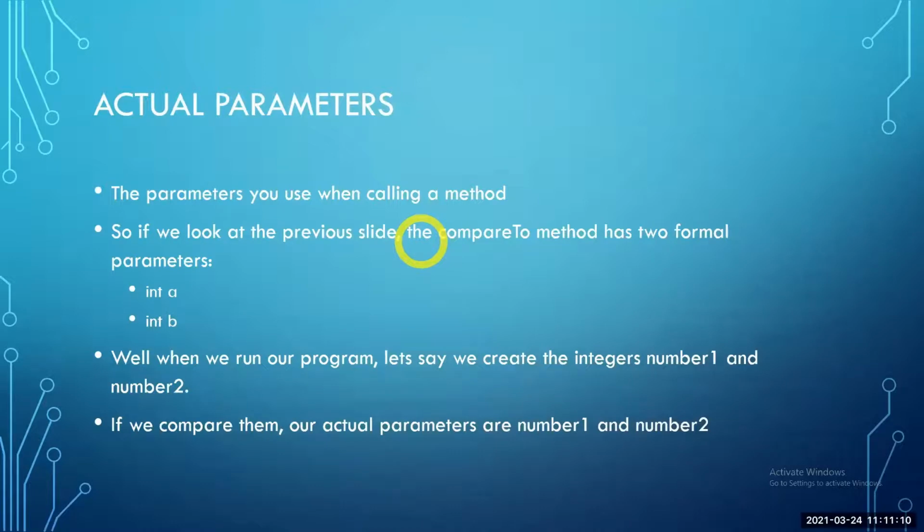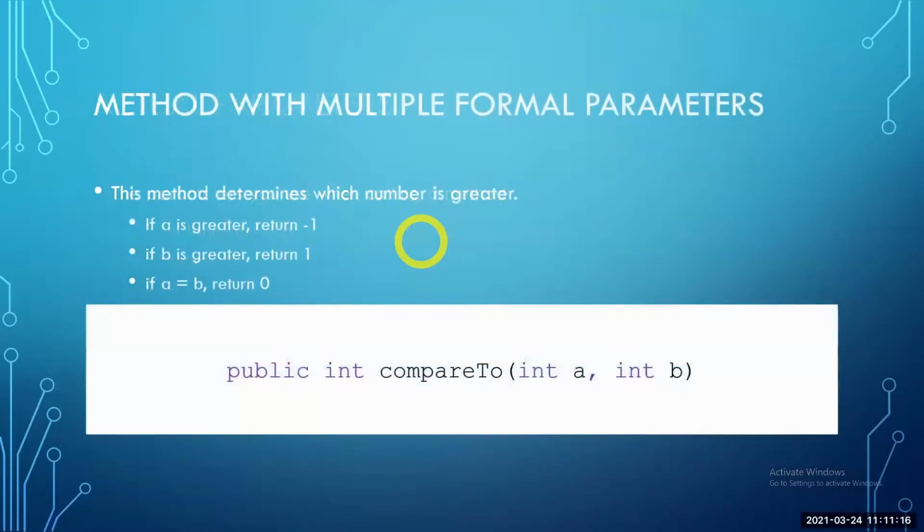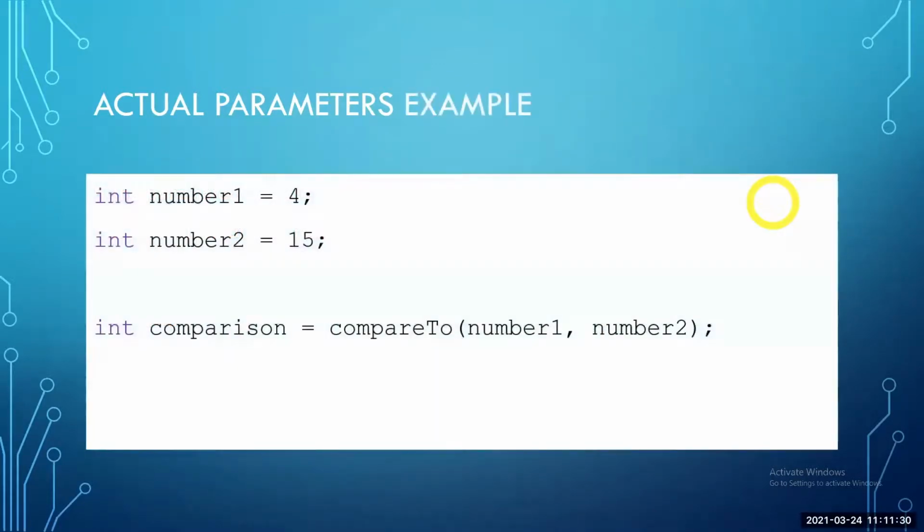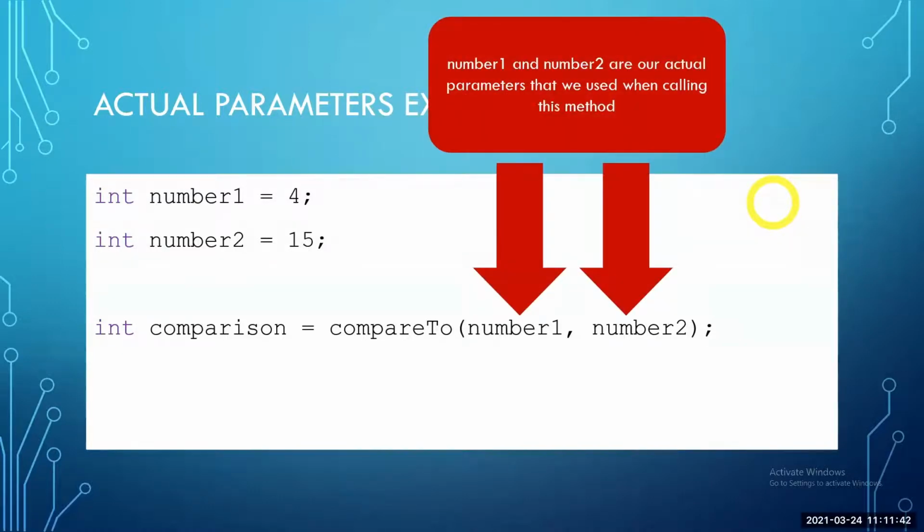So the parameters you use when calling a method are your actual parameters. If we look at our method, it has two formal parameters, int a and int b. When we pass in our actual parameters, int a and int b will take the values of those parameters. Let's say we have int number1 and int number2. number1 equals 4, number2 equals 15. So we call our method by saying compareTo, the name of our method, and then we pass in our actual parameters, number1, number2.